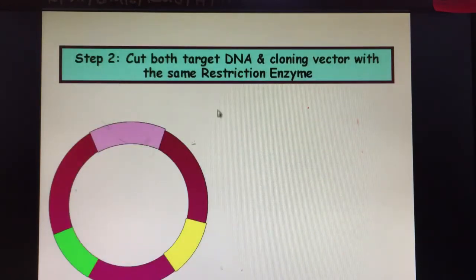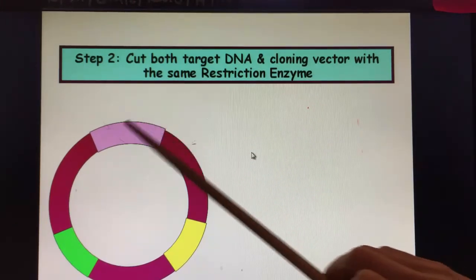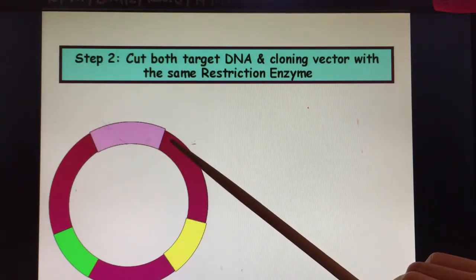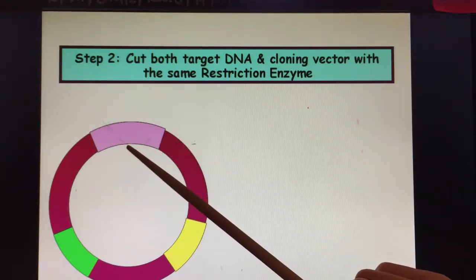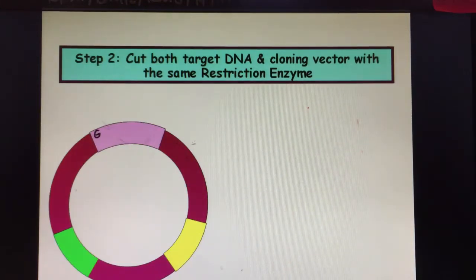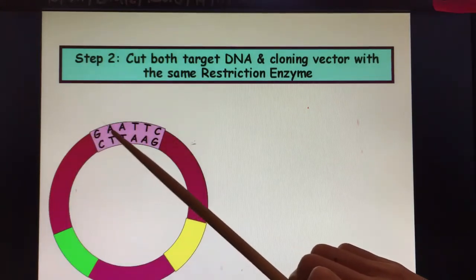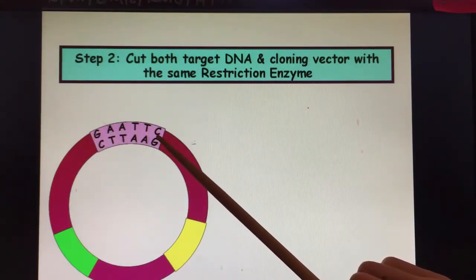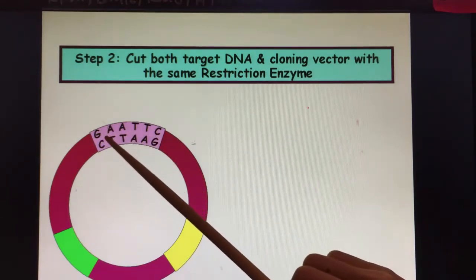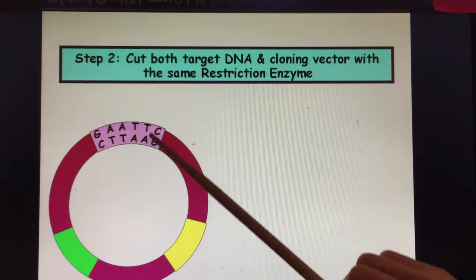So you do the same process to the cloning vector that you use. In this discussion it is the plasmid. This is the multiple cloning site of the plasmid, in which this site can be cut by various types of enzymes. So let's say it has the GAATTC, the recognition sequence for EcoRI. That means it will cut at this region and also this region.